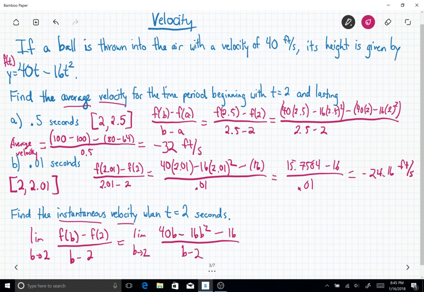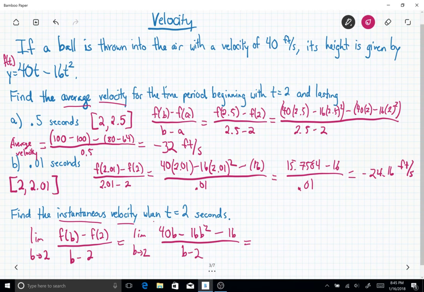Okay? And what we'll learn on down the line is there's some nice little tricks. If you plug in b equals 2 into this, you get 40 times 2 is 80, minus 16 times 4 is going to be 64, so 16 minus 16, so that's 0, so that means a factor of b minus 2 must be sitting up top.